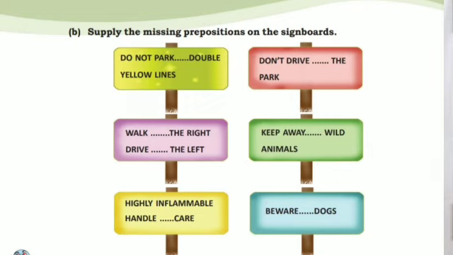Like that, you want to complete the other signboards, which are the next ones. Don't drive dash the park. Walk dash the right. Drive dash the left. Keep away dash wild animals. Highly inflammable. Handle dash care. Beware dash dogs. So what you want to do? You want to complete the signboards with suitable prepositions.